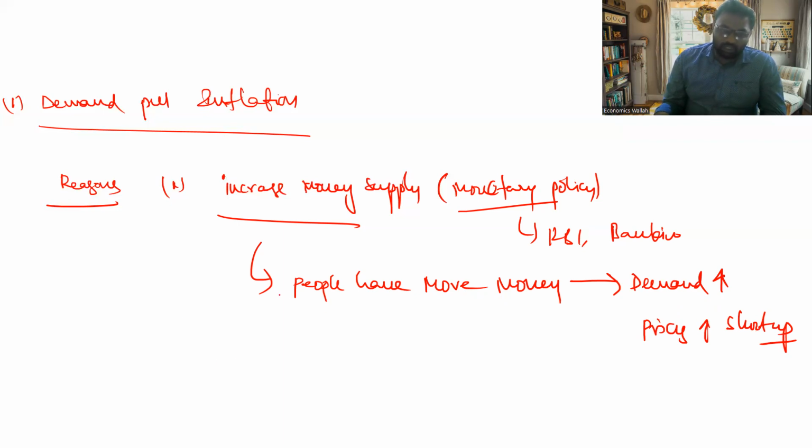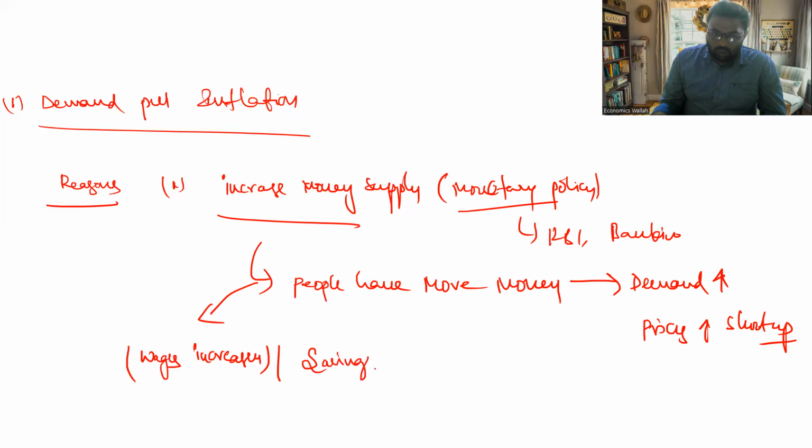Increasing money supply also happens by increased wages. Why is there increased money supply? Sometimes wages also increase. Wages increase for industrial labors, and sometimes savings also increase, and sometimes more disposable income.